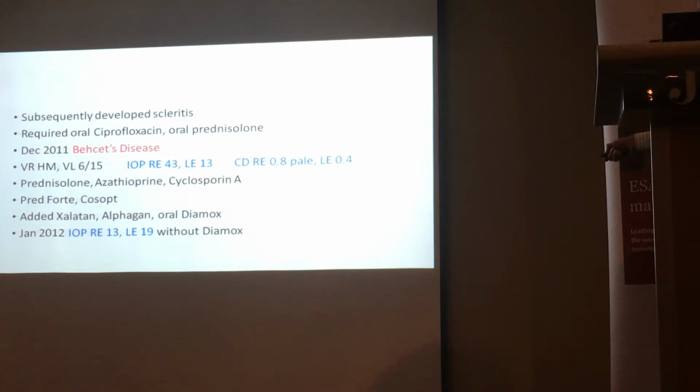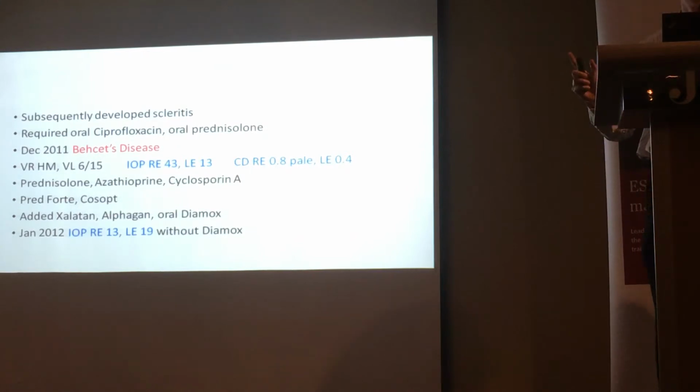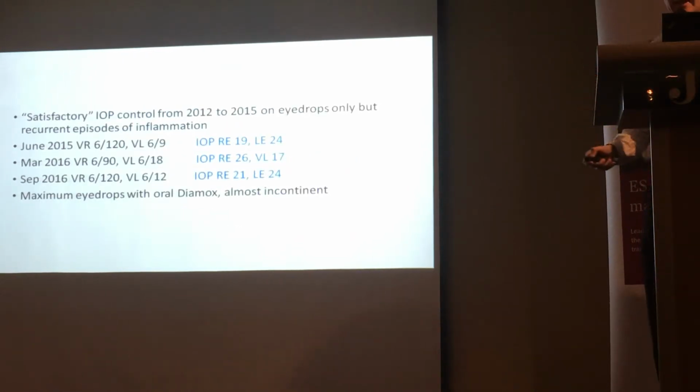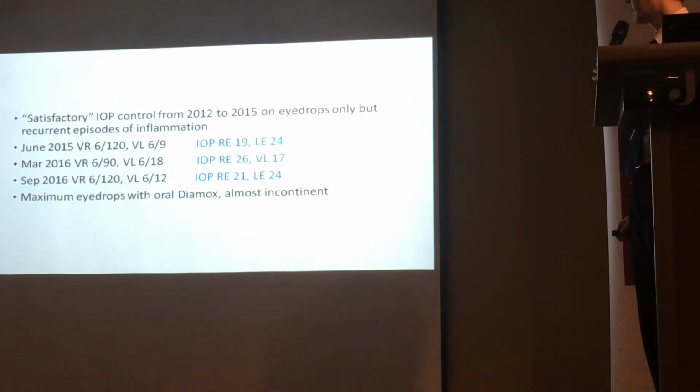He was referred to me and we added all this stuff to try and get the pressure under control. A few months later, his pressure is now in the teens without Diamox. At least we got him off Diamox, and at least his pressure is a bit better. And he had, I would just say, satisfactory, in inverted commas, IOP control from 2012 to 2015 on eye drops only. That means no Diamox required, but many recurrent episodes of inflammation.